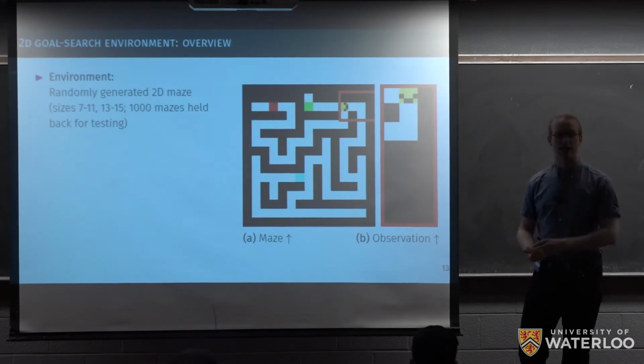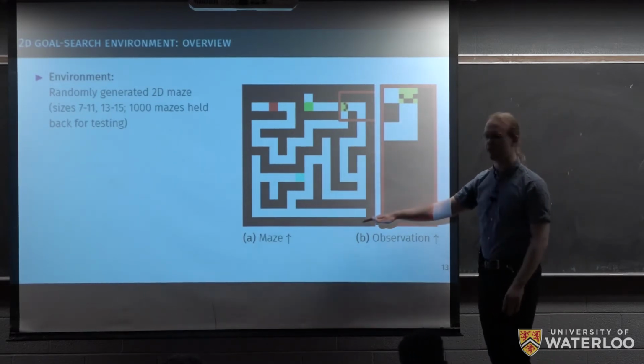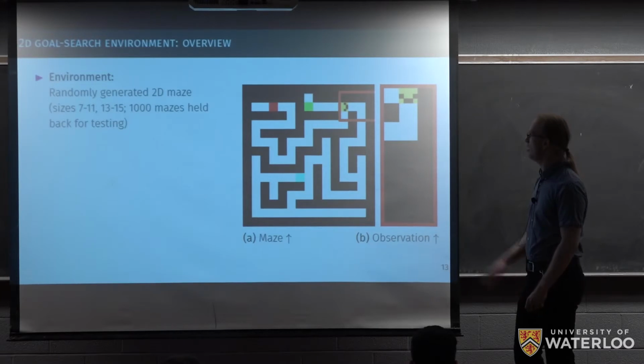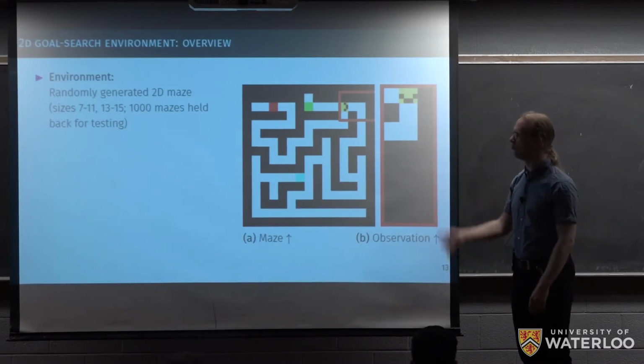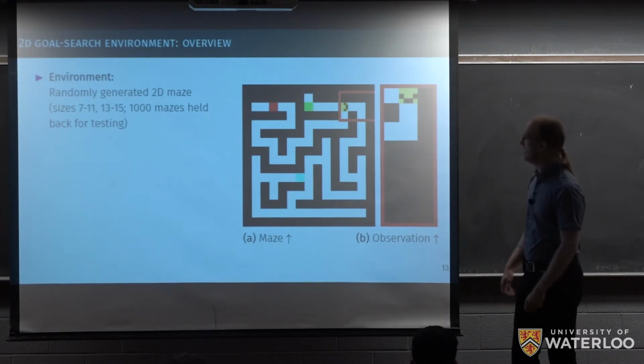Okay, this brings me to the actual empirical evaluation. The first experiment that the authors did is very similar to what I showed you in the very beginning. We have these randomly generated mesas, and these are varying in size, and the authors hold back 1,000 mesas for testing.